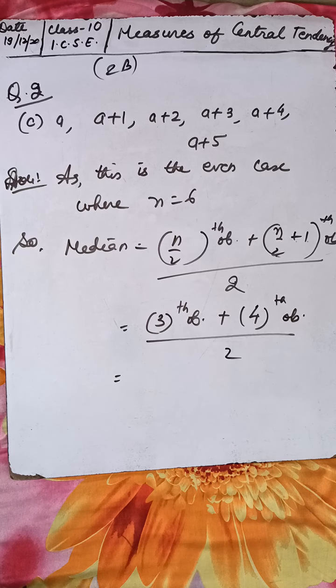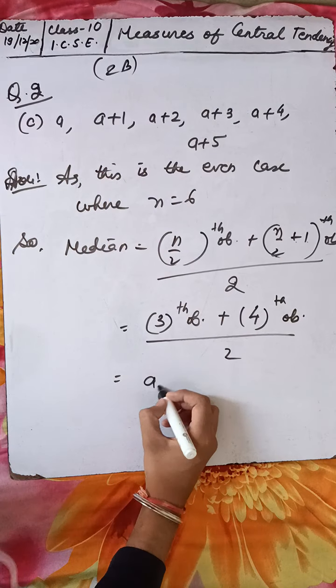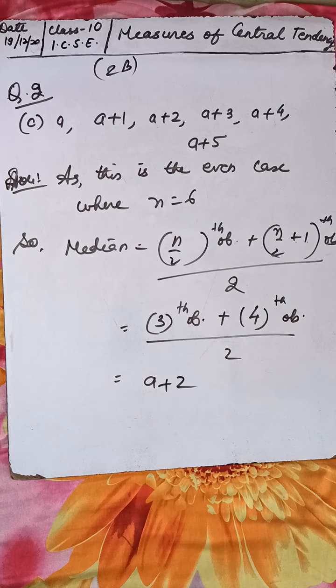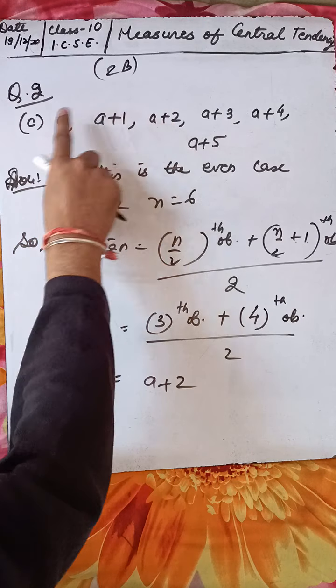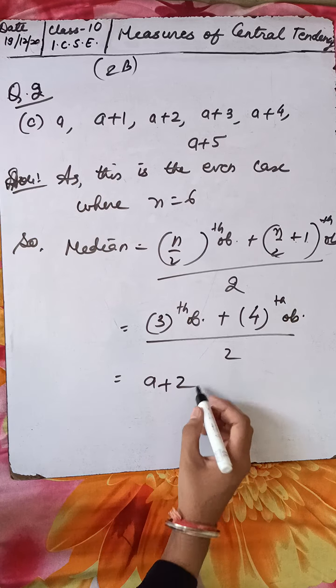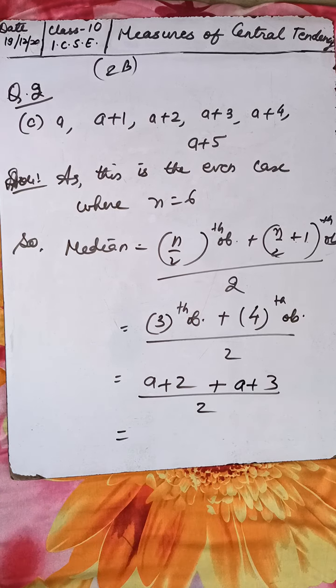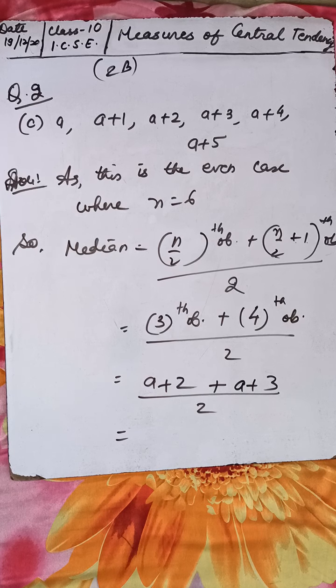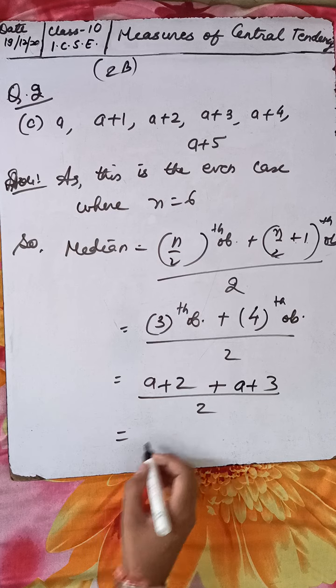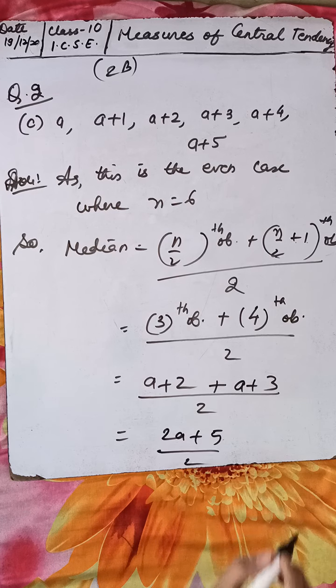What is the third observation we have? 1, 2, 3. See, this is already arranged in ascending order, because a is a positive term. It's not told in the question, but we take it as positive. And as we can see a, a plus 1, a plus 2, it is already in ascending order. So the third observation is a plus 2, the fourth observation is a plus 3, divided by 2. So what will be the final answer? 2a plus 5 divided by 2, right?